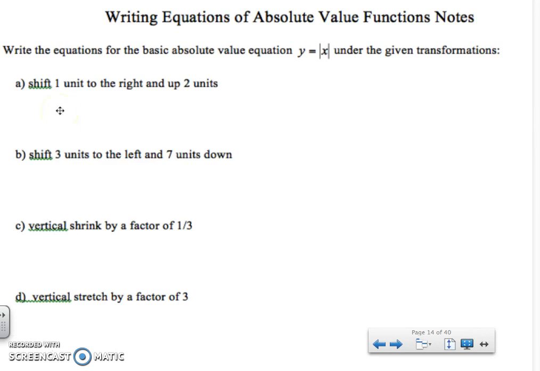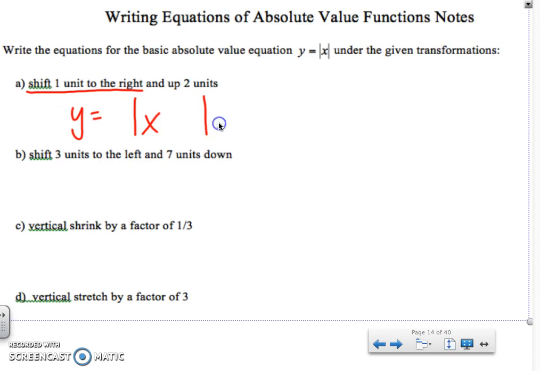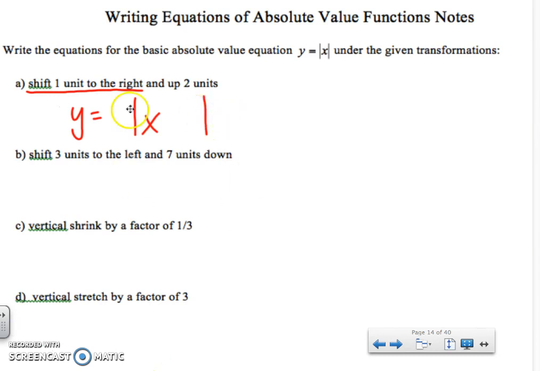So the first one goes shift of 1 unit to the right, okay? So we are going to start with y equals, and you have your absolute value of x. If it goes to the right, that means it's going to happen within these absolute value bars. And remember, if it happens within the absolute value bars, it's the opposite of what you think. So you would think 1 to the right is a +1, but in this case, it's actually a -1.